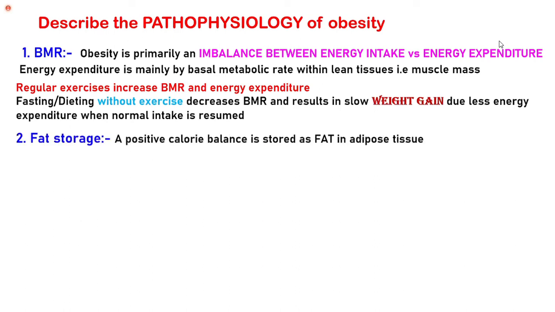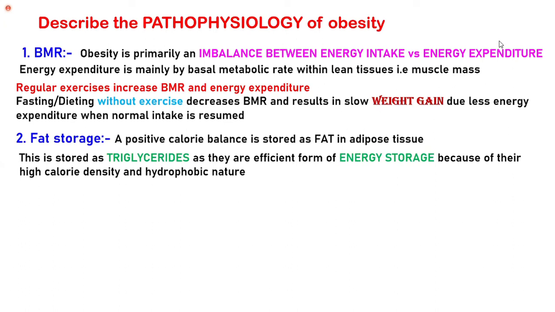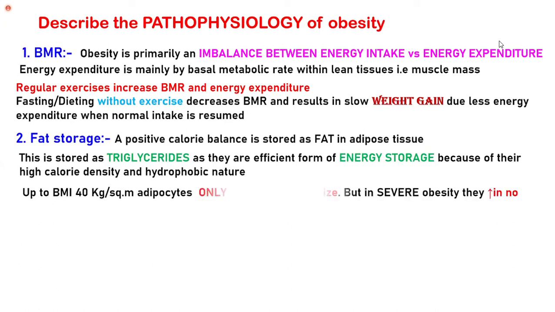So patients who don't do proper exercise but just cut down on weight, they will again gain weight if they don't do proper energy expenditure. And fat storage becomes positive, and it is the triglycerides which are stored as an energy base for all the persons. Up to a BMI of 40, the fat cells only increase in their size. But in severe morbid obesity, they increase in their number also. Otherwise, the adipose tissue number is the same.